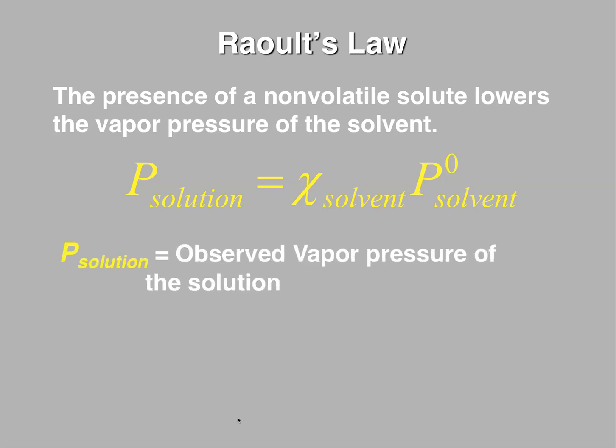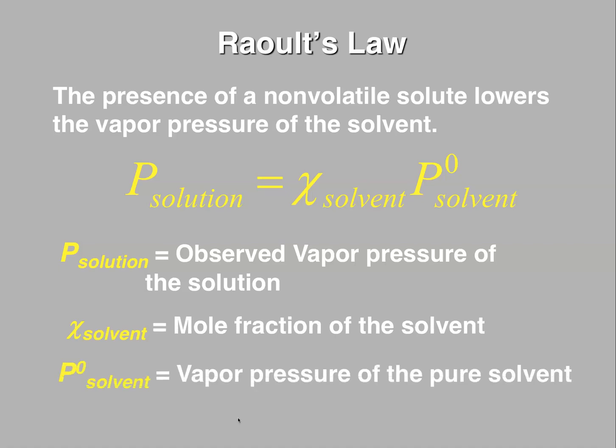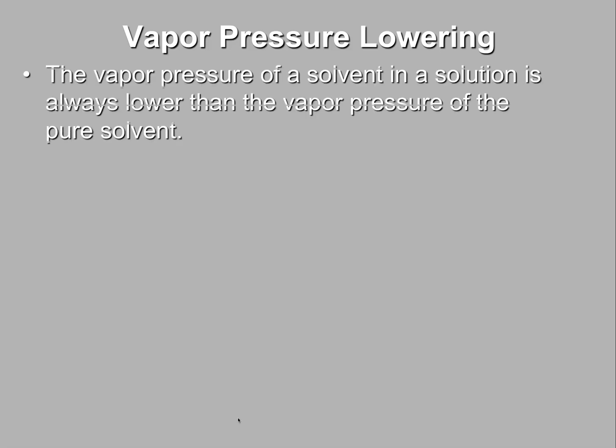So again, P solution is the observed vapor pressure of the solution, times the mole fraction of the solvent, times the vapor pressure of the pure solvent. So this equation, again, is on your equation sheet. Any questions regarding it? Alrighty then. So, vapor pressure lowering. What's going on? What is causing the vapor pressure to be lowered or reduced?